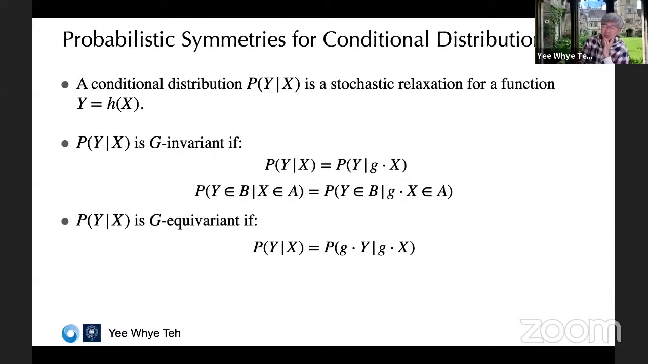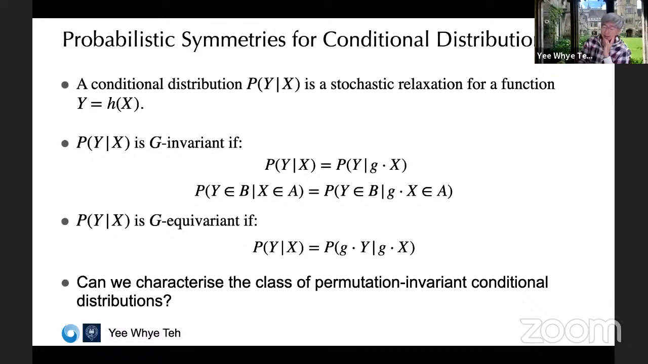And then similarly, we say that the conditional distribution is G equivariant if the conditional distribution of y given x is equal to the conditional distribution of y transformed by g, conditional on x transformed by g. Okay, so if we permute x by some permutation g, then the output should also be permuted by the same permutation as well. Or if we translate our image x by some amount g, then the output of our convolutional layer should be translated by the same amount.